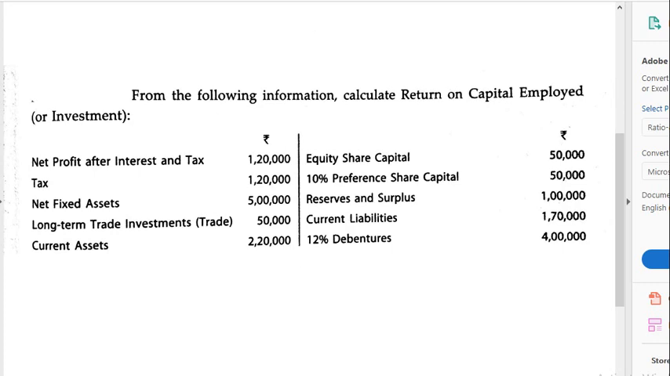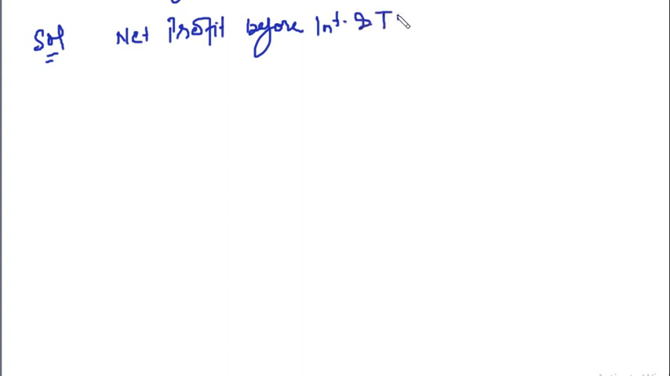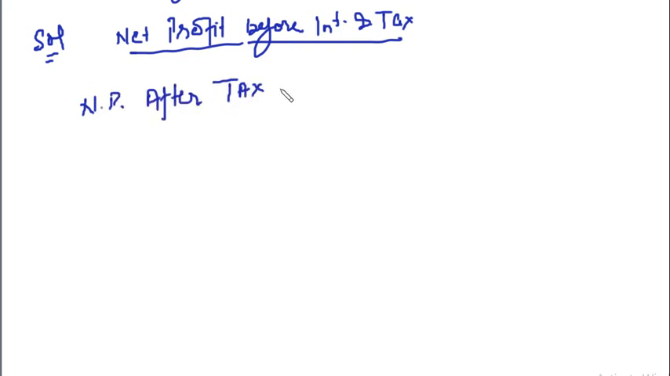Now, first of all, we'll calculate the net profit. We'll calculate net profit before interest and tax. What are we given? We are given net profit after tax and interest. After subtracting tax and interest, we are given a net profit of 1,20,000.